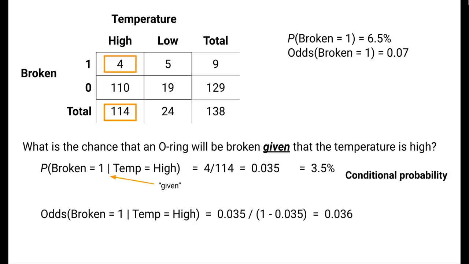We can also compute the odds corresponding to this conditional probability. If we call the conditional probability that we just estimated P, this odds is P over 1 minus P. Here, the odds of an O-ring being broken, given a high temperature, is 0.036, which means that if the temperature is high, an O-ring is 0.036 times as likely to be broken as not broken.